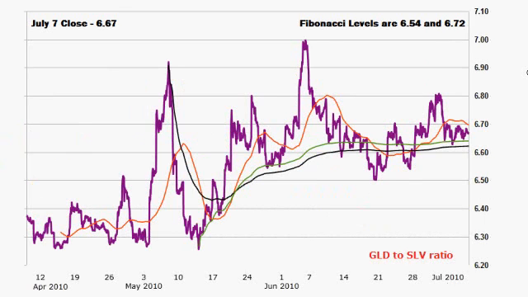Now we're going to take a look at the ratio of gold to silver. We'll start with the shorter term time frames. Going back from the 8th of April to today, this is the GLD to SLV ratio. Therefore, if it says 6.5, it's about 65 to 1. You can multiply them by 10. So it closed at 6.67, or about 66 and 2/3 to 1.